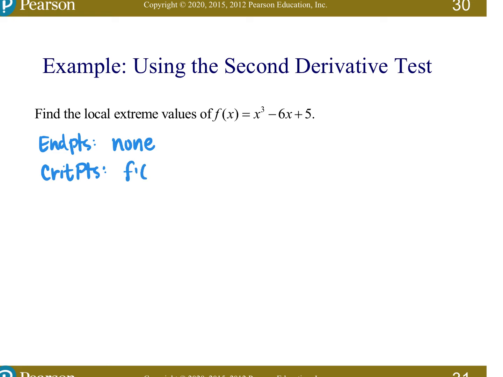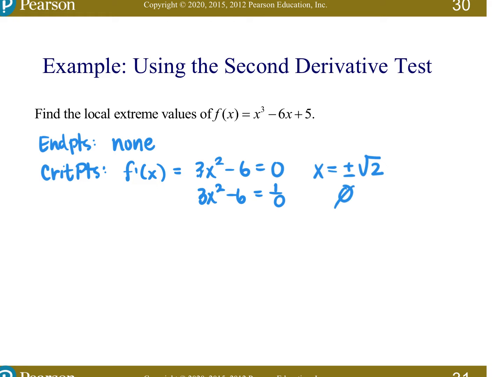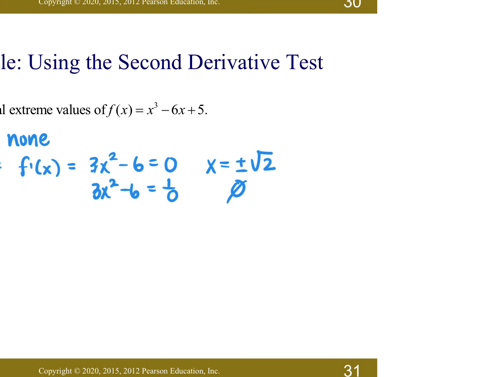I move on to find the f prime values, which is going to be 3x squared minus 6. I set that equal to 0. What solutions do you get when you set 3x squared minus 6 equal to 0? Okay, plus or minus the square root of 2. And then I also take 3x squared minus 6 and set it undefined, where the denominator is 0. What additional solutions, if any, do you get? None. All right, those are my critical points. So I know now that I have horizontal tangents. That's what I've gotten so far: here are the horizontal tangents.